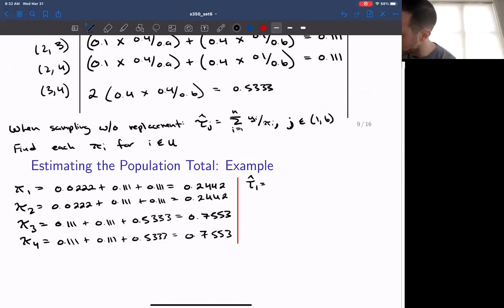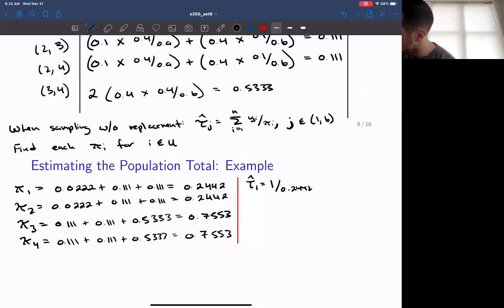Okay, so tau 1 is going to be 1, because the first value in the first sample is a 1, divided by the probability of observing the 1, plus 2 divided by the probability of observing a 2. And that's equal to 12.27496.